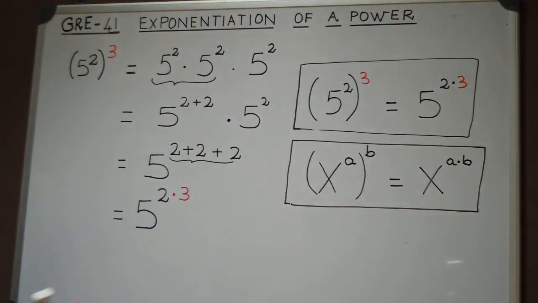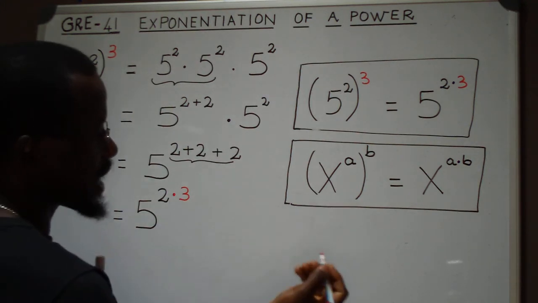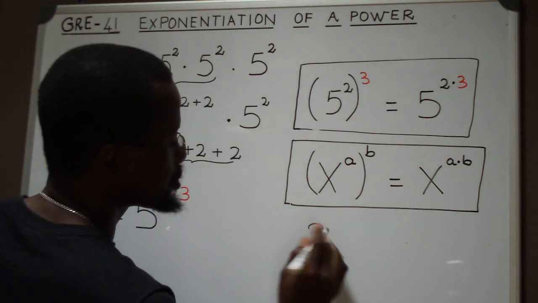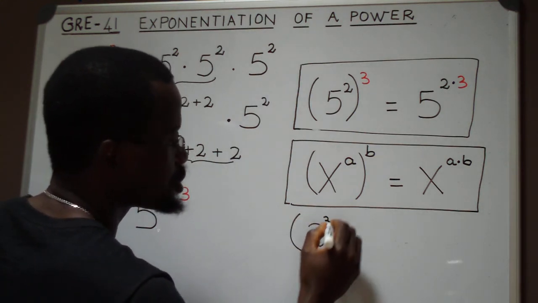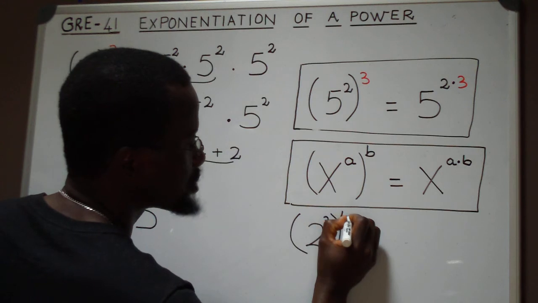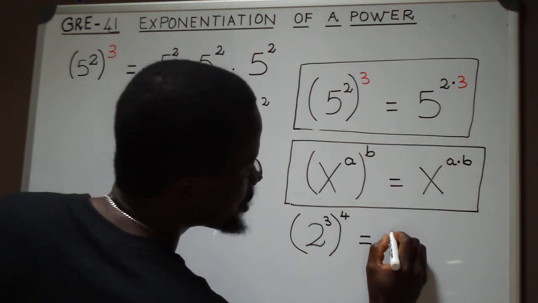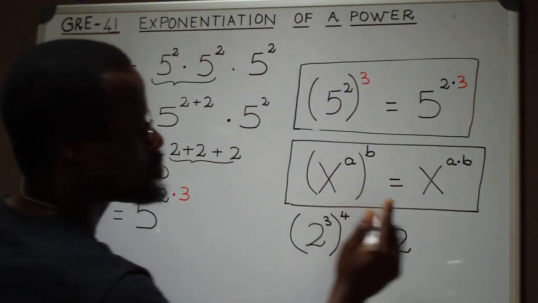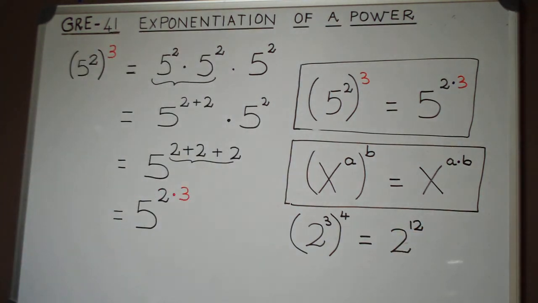Now let me give you a concrete example to illustrate what I have done. Suppose I come to you and I say 2 raised to the exponent 3, and then I say that power which you obtain is also raised to the exponent 4. According to the formula, this is equal to 2 raised to the exponent 3 times 4, which is 2 raised to the exponent 12. That is what it means.